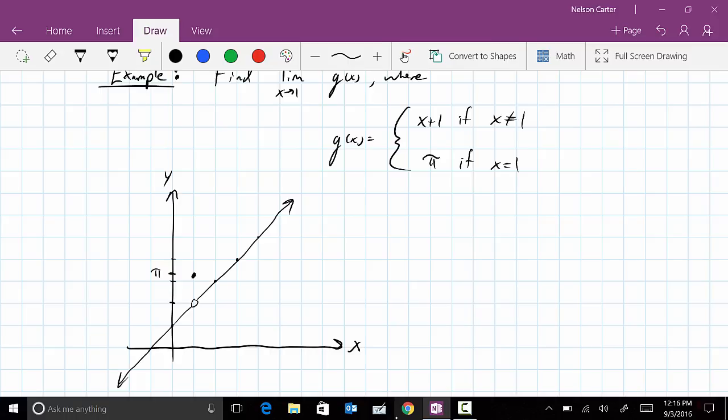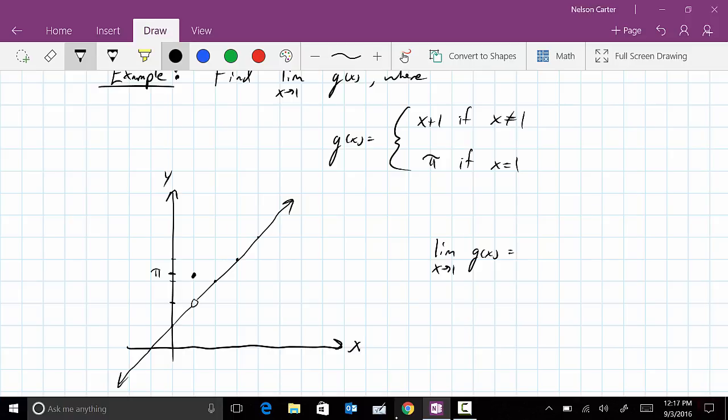The question is, what's the limit? Okay, what's the limit as x approaches 1? Well, we're trying to figure out the limit as x approaches 1 of g of x. Well, hey, no problem. You can look at the graph and you can tell what's going on from our conversations before. If you're approaching 1 from the left, you're going to get 2. From the right, you're going to get 2. So the limit should be 2.